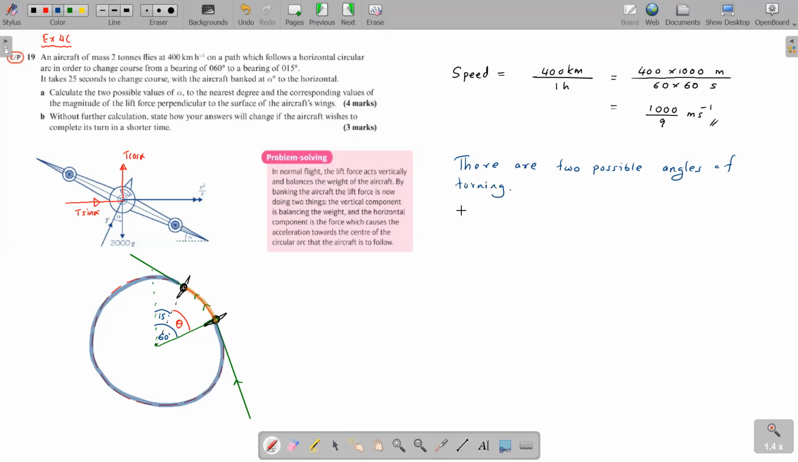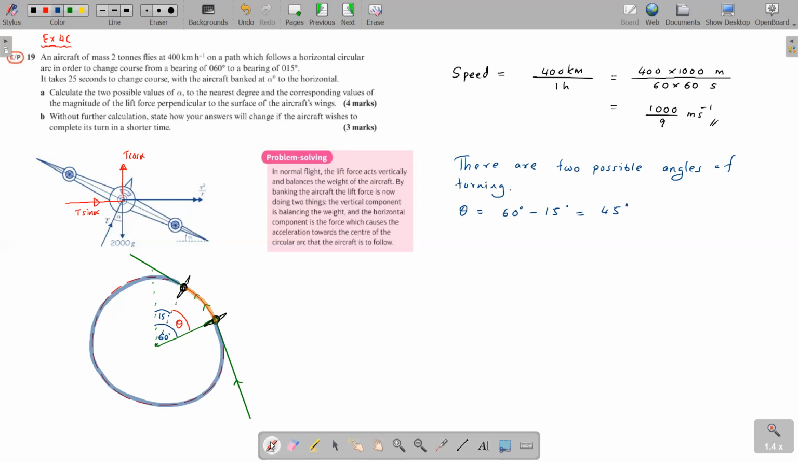Okay, so the first possible angle of turning theta is how much? The first one is the one I originally drew from 60 degrees. We assume the plane is coming from this direction and it turns until it comes to 15. So the angle change is 60 degrees minus 15 degrees, which is 45 degrees. So it only goes along the circular path for a 45-degree angle. It follows the circular arc for a 45-degree angle.